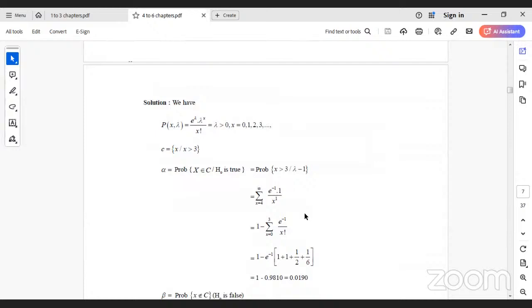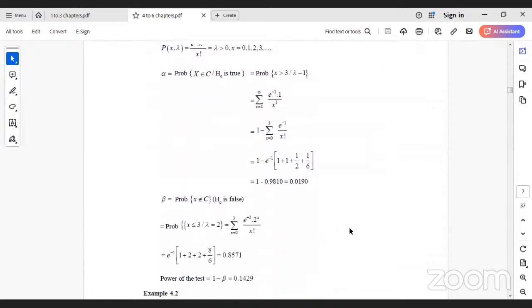There is a simplification we are doing: 1 minus e power minus 1 times (1 plus 1 plus 1 by 2 plus 1 by 6), which gives 1 minus 0.9810, that is 0.019. So this is the condition we are taking here.